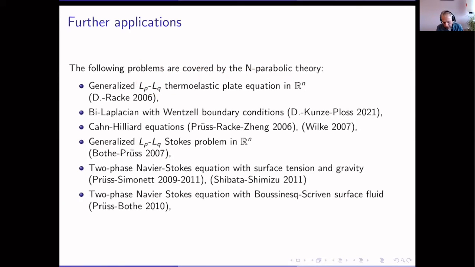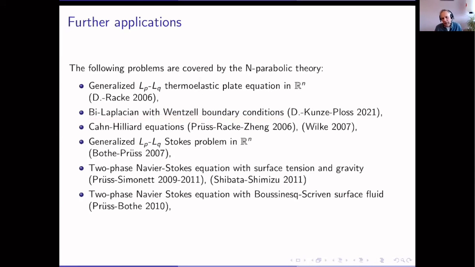I would also like to mention here the bi-Laplacian with Wentzell boundary conditions, which is an ongoing work with Kunze and Ploss. Wentzell boundary conditions mean you have the bi-Laplacian, so the plate equation is Laplace squared, and the Wentzell boundary condition means you have the Laplace squared on the boundary. And this falls out of the canonical scheme because the order of the boundary operators is too high. Yeah? And this is also related to dynamic boundary conditions, so this is similar.